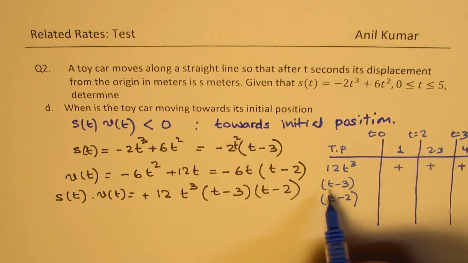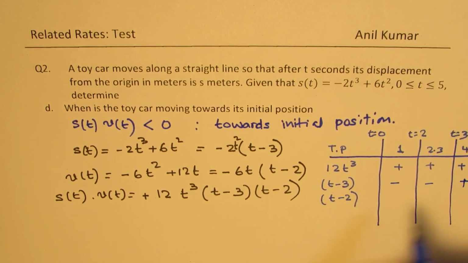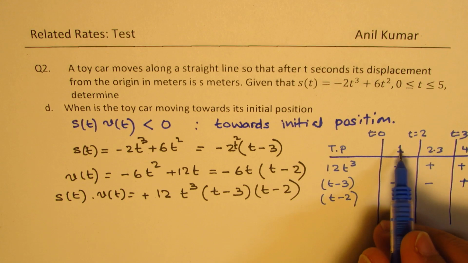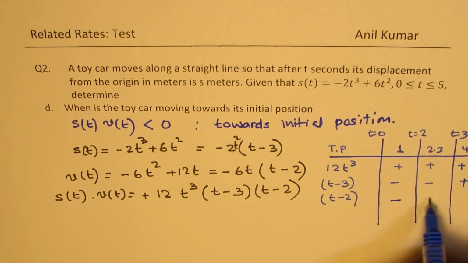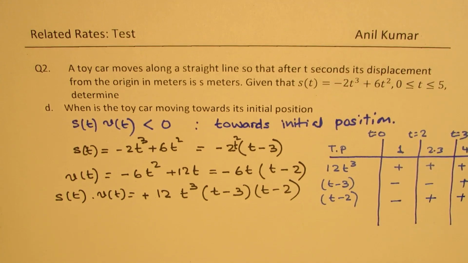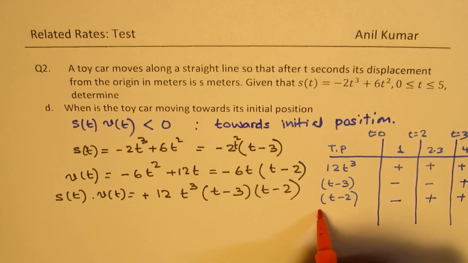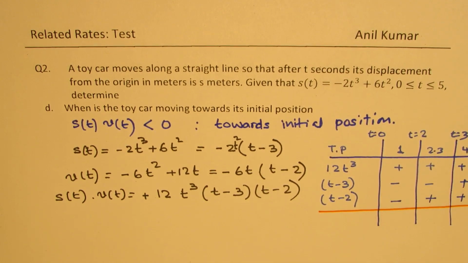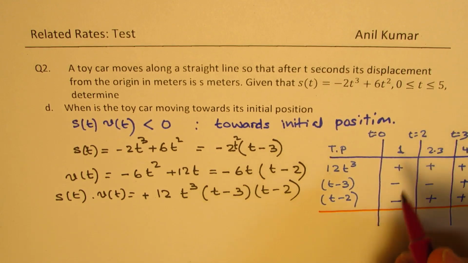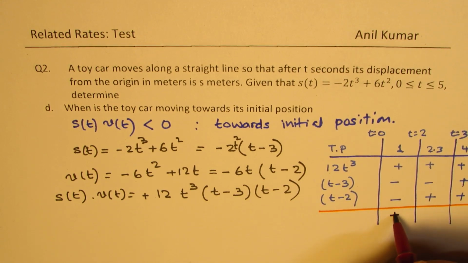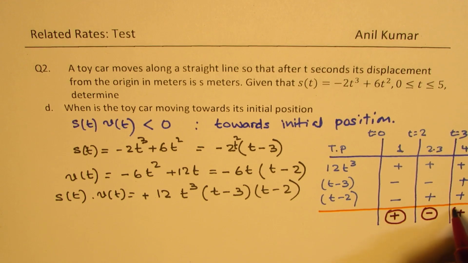Only positive after 4, right? So before that, it's going to be negative. T minus 2 will be negative for t equals 1, and thereafter it is going to be positive. Now when you multiply these three, what do you get? Two negatives mean a positive, and here one negative means a negative, and that is also positive.